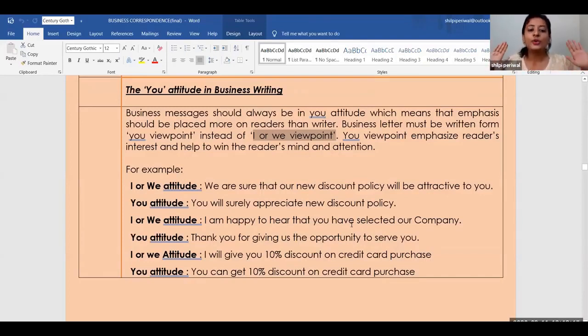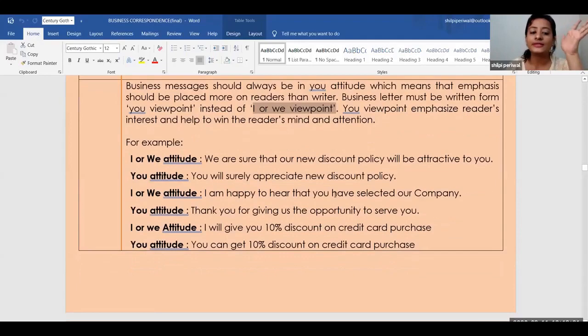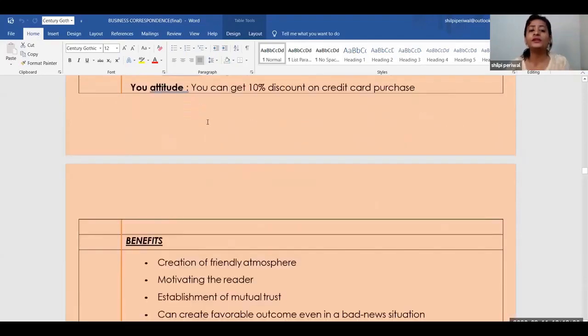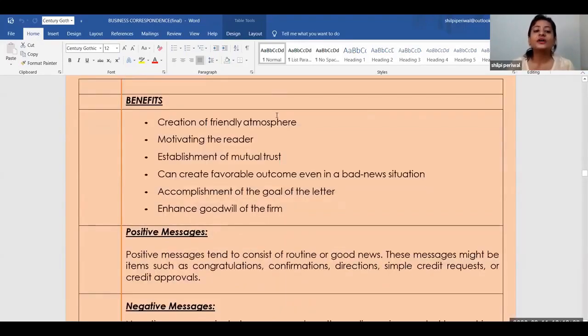Okay, so we need to have a you attitude in business writing, where we are bothered about you, the person reading this letter. That is this you attitude. It creates a friendly atmosphere. It motivates the reader. It makes you trust me. If you people don't trust me, then you would not want to study from me, right? Because you people trusted me, you are here and now you are studying from me, right?